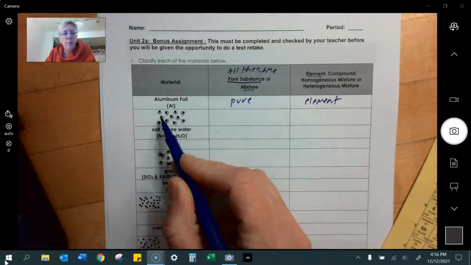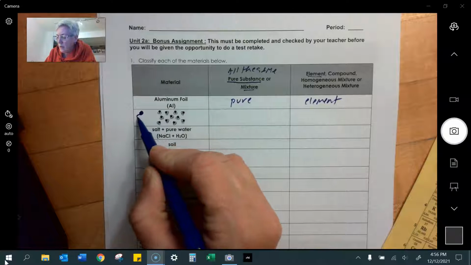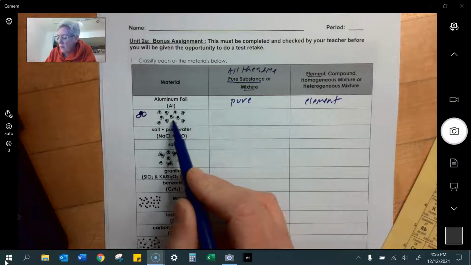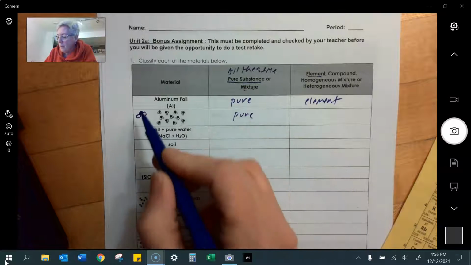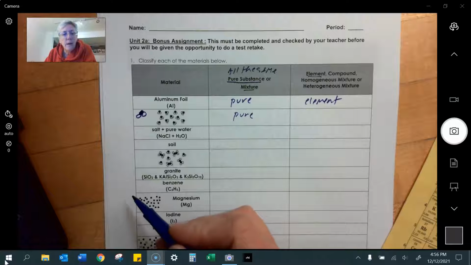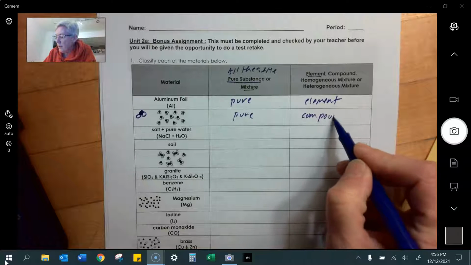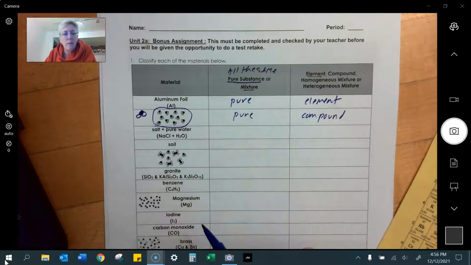All right, here we have a picture of circles. We have one black circle connected to two white circles. But every single thing in there is the same, so that's pure. And because we have different things connected together, that's a compound. Every single thing in this box has a black circle and two white circles.